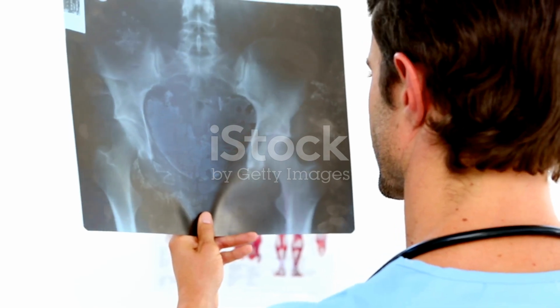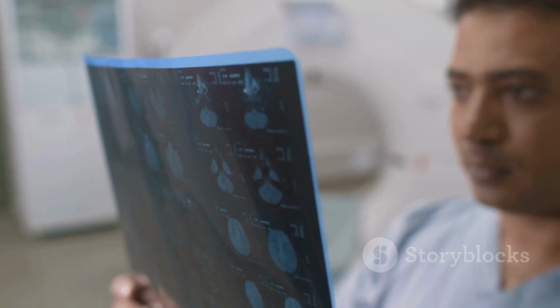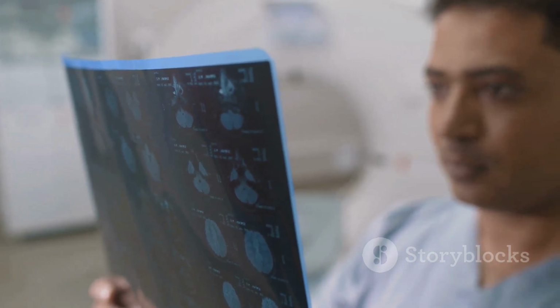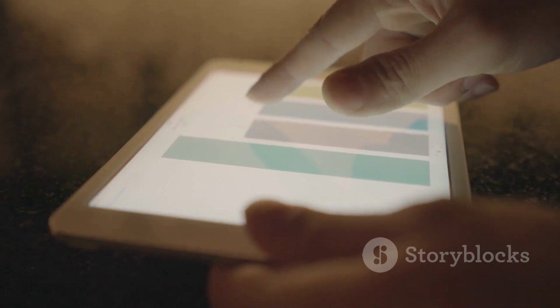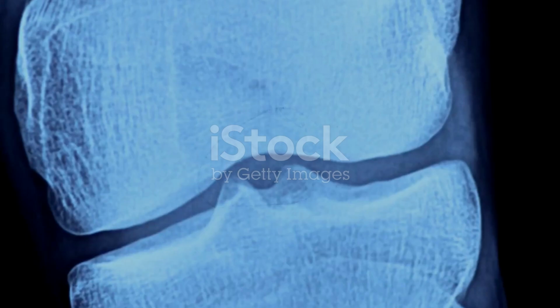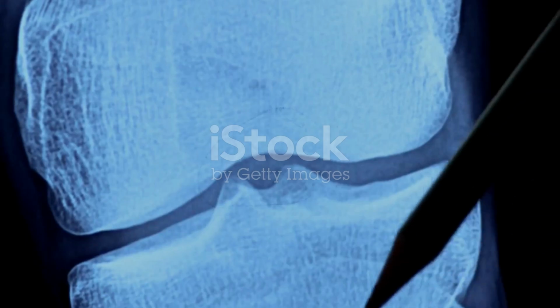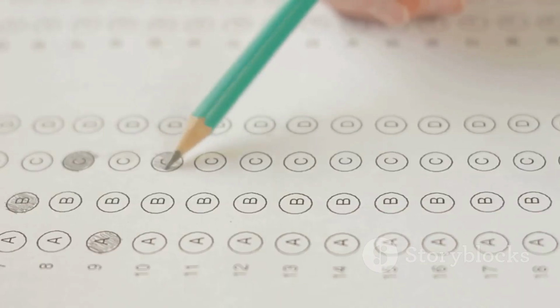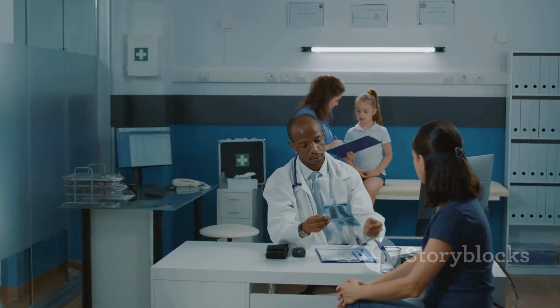Section 8. Test your knowledge. Think you've grasped the differences between gout and pseudogout? Let's test your knowledge with a quick quiz question. Which of these conditions is more likely to be diagnosed based on the presence of chondrocalcinosis on an X-ray? Is it A, gout, or B, pseudogout? The answer is B, pseudogout.